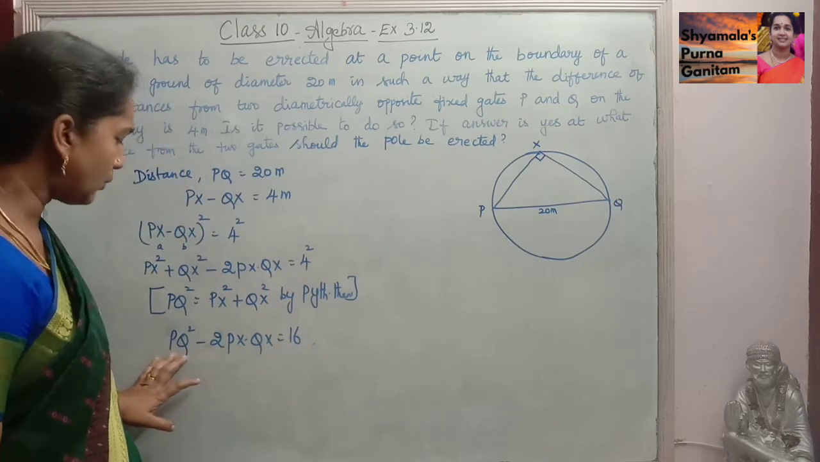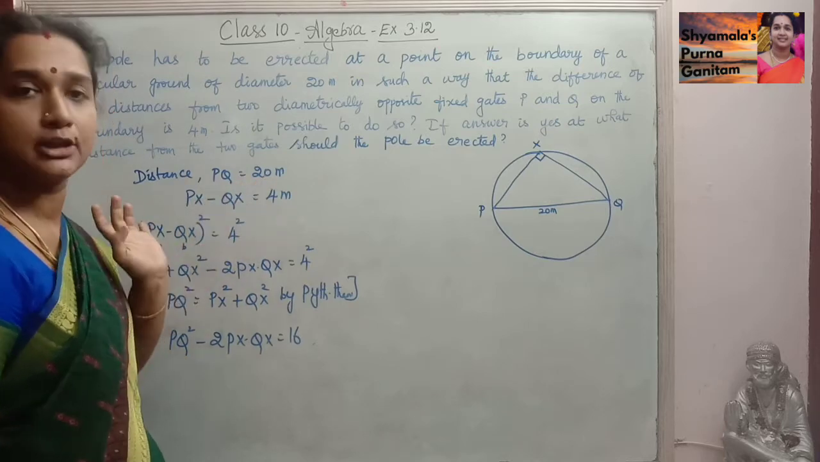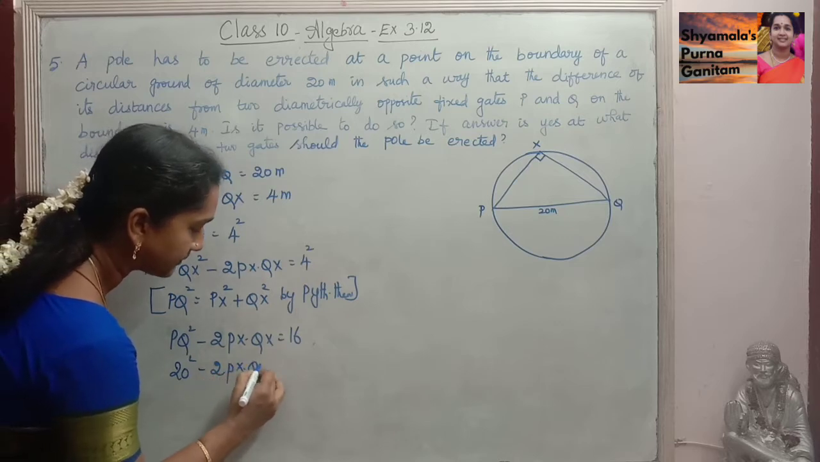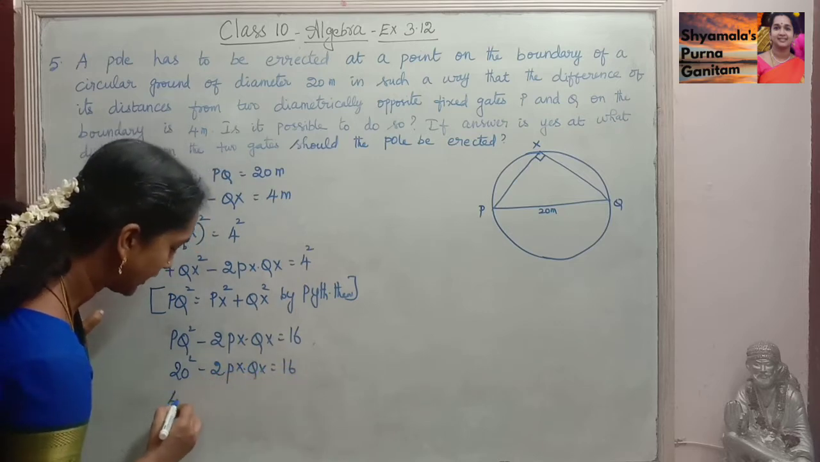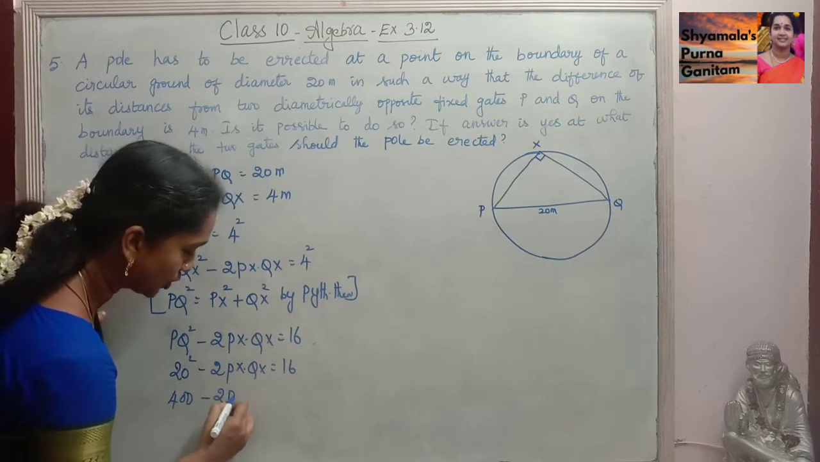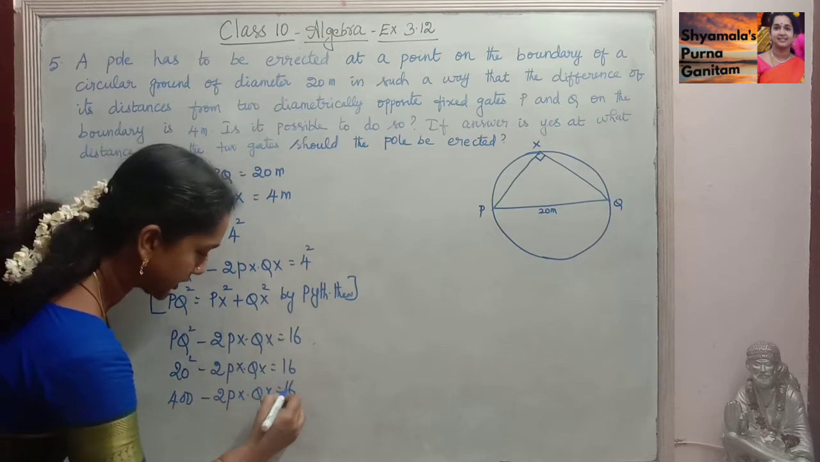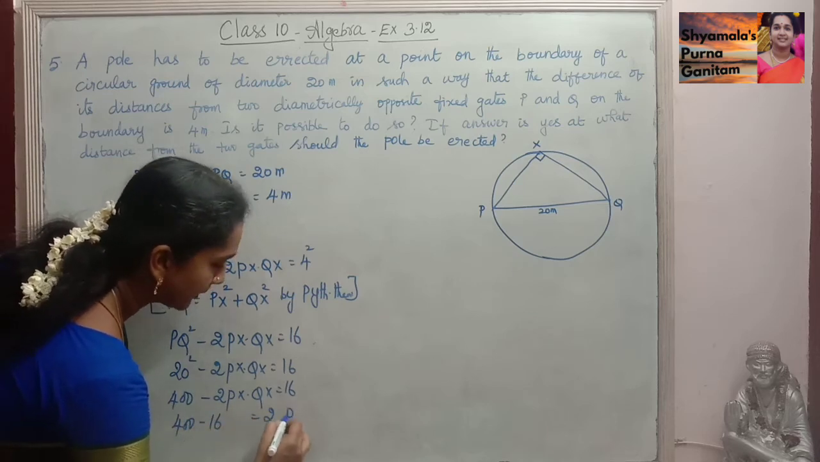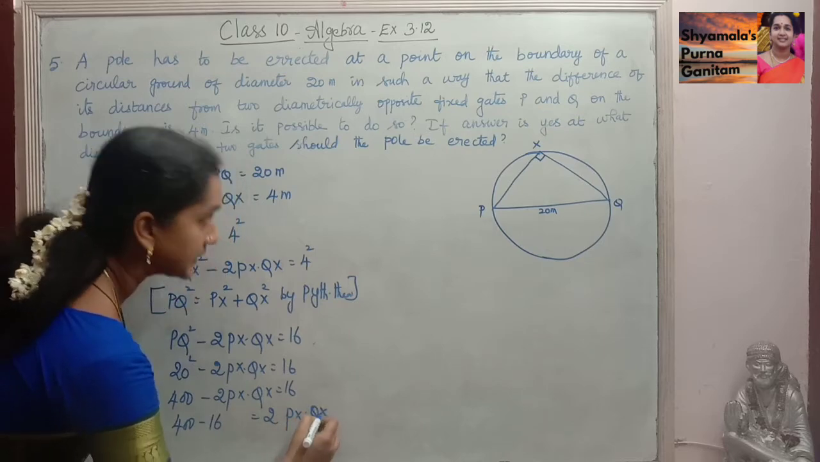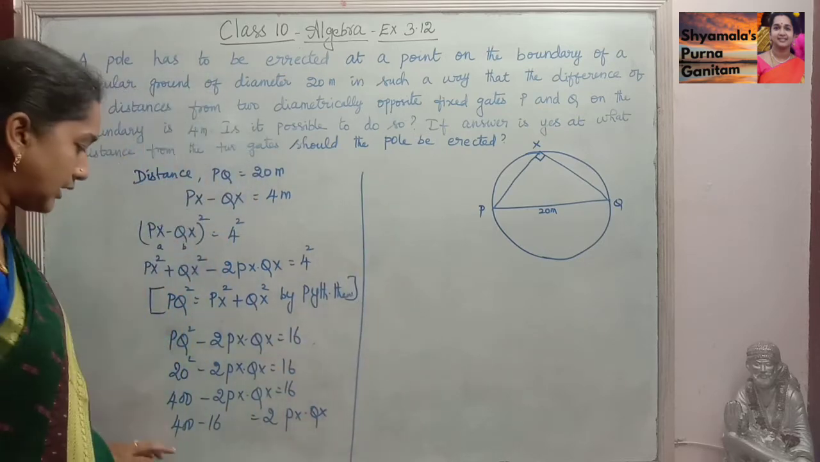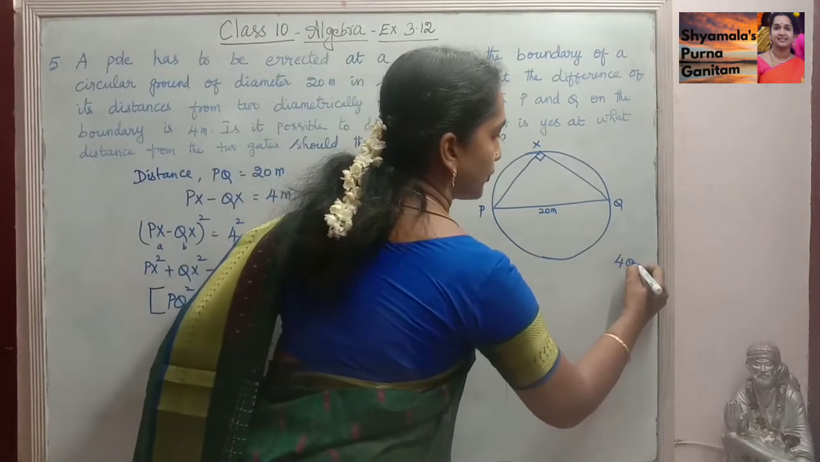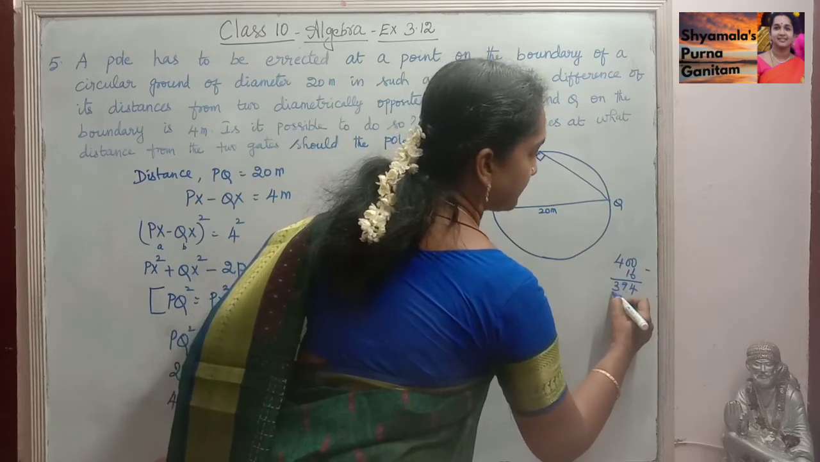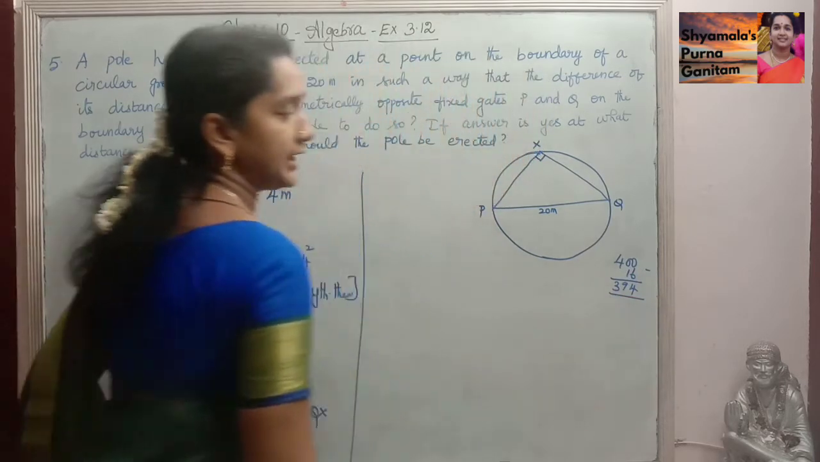Now PQ is 20, so 20 squared minus 2 Px Qx is equal to 16. 20 squared is 400, so 400 minus 16 is equal to 2 Px into Qx. Now we will simplify this: 400 minus 16 is 384.